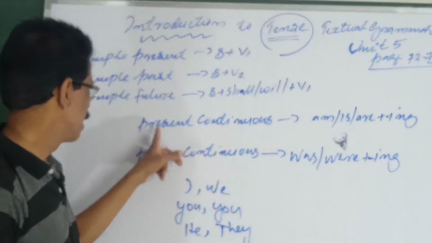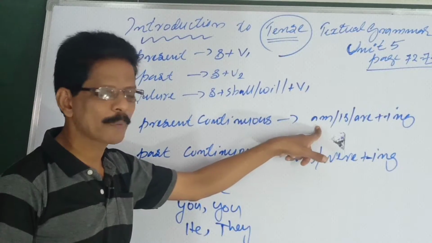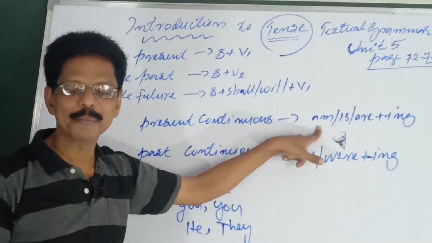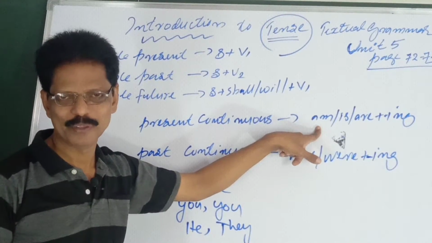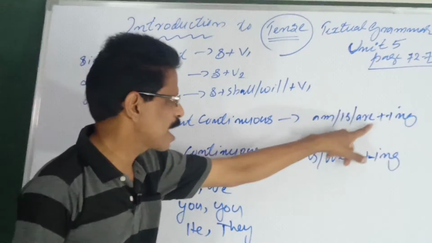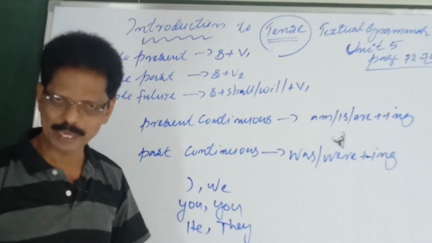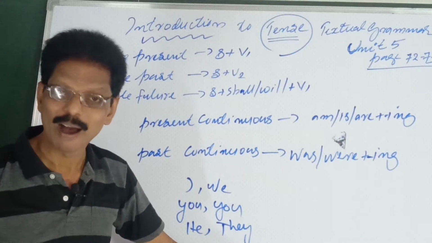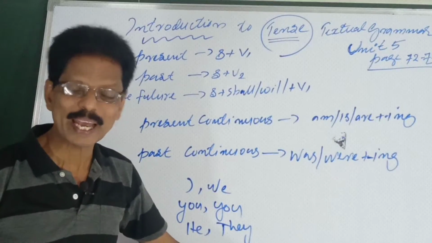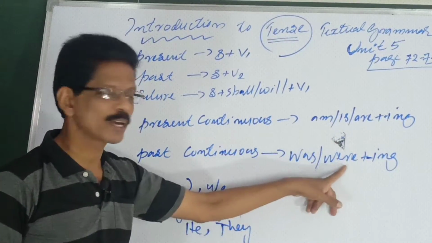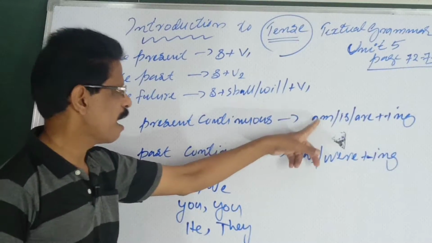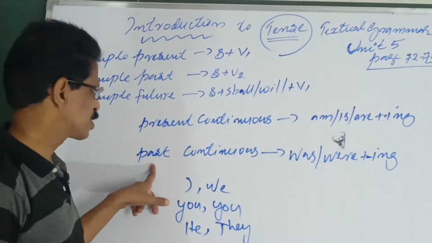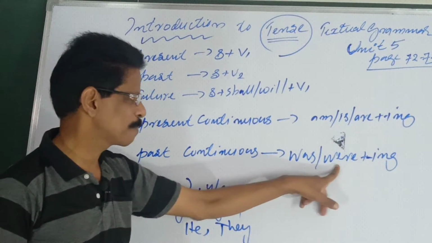Now comes continuous. Present continuous: subject plus be plus ing. Be means am, is, are, was, were. The be form you have to use. So if it is present, am, is, are plus ing. Am, is, are are present; was, were are past. So present continuous means am, is, are plus the ing form, the present participle. Past continuous is was or were plus ing.